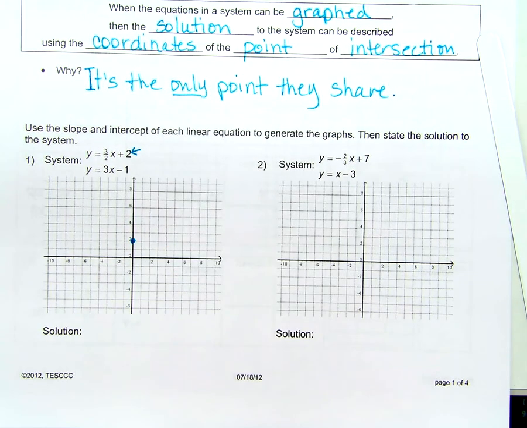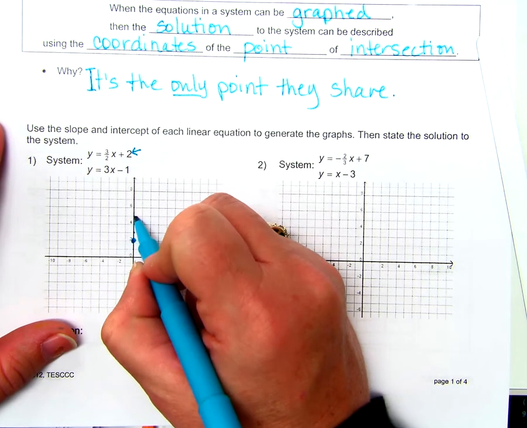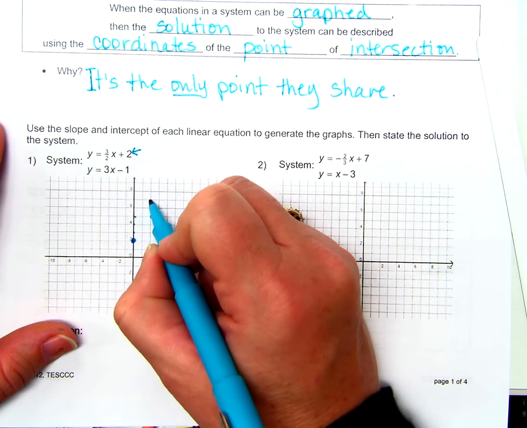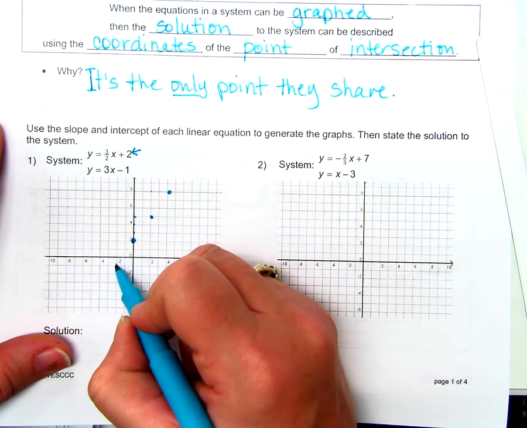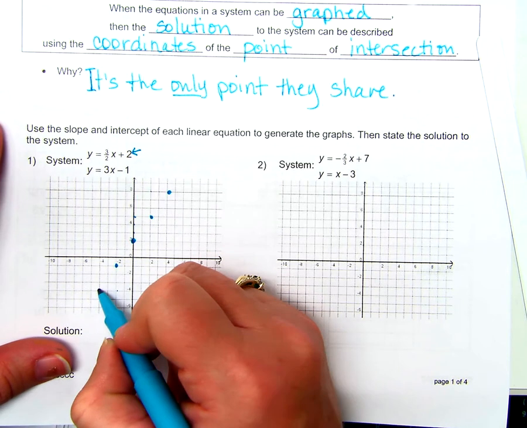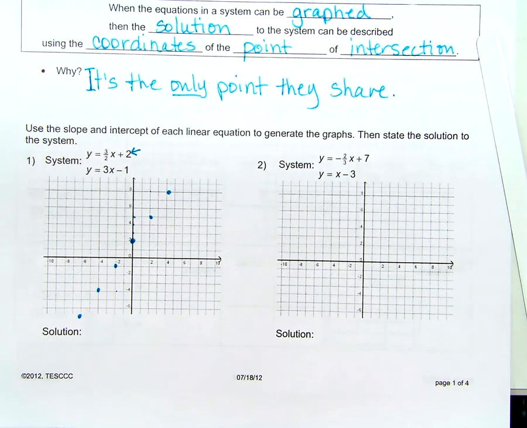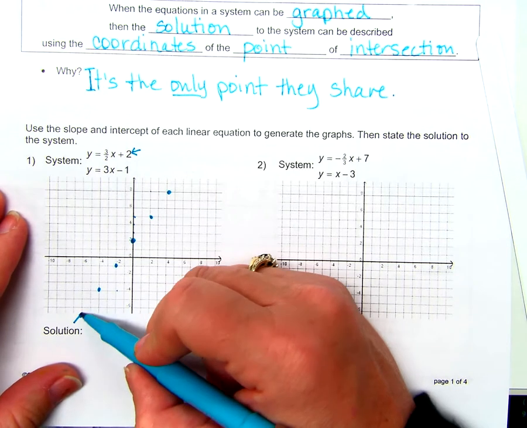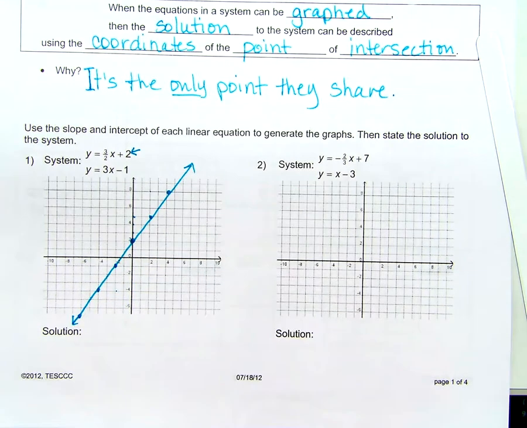And then I consider my slope. 3 halves. From that point, rise 3, run 2. Or I can fall 3 and run backwards 2. Right? So that's one line.